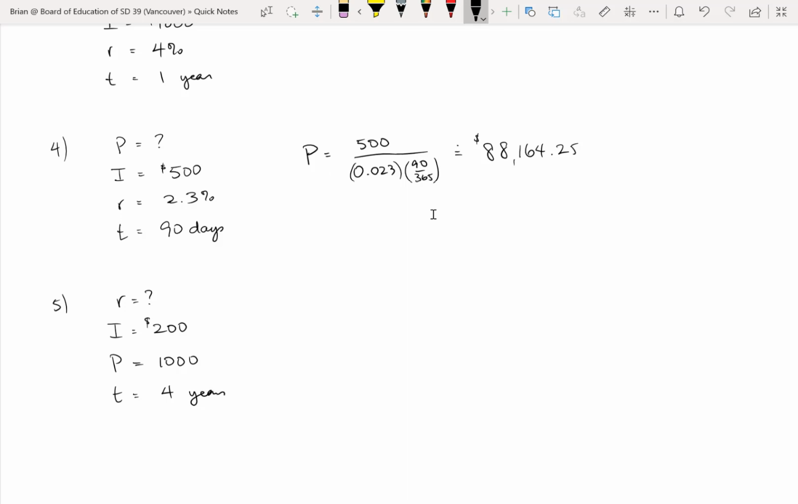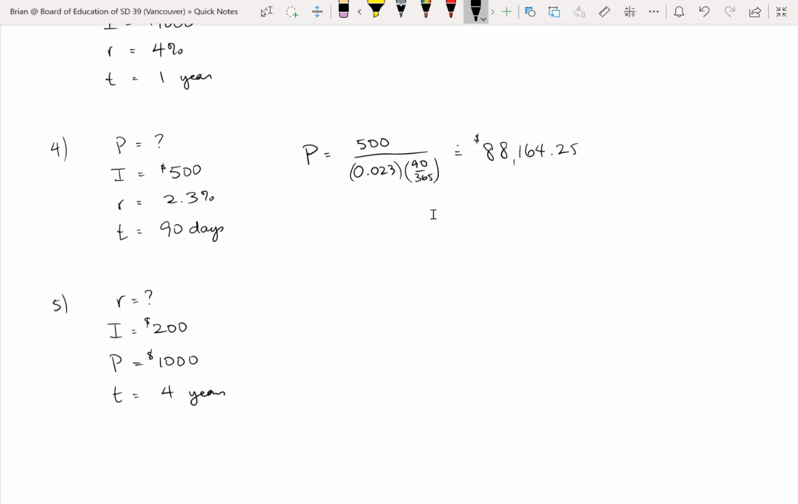Okay, so these are both in dollars. So again, let's just do a little rough estimate here. $200 is 20% of $1,000. So if we were talking about just 1 year, we'd need 20% interest. Since we're talking about 4 years, it's going to be 1/4 of that. So instead of 20%, it's going to be 5%.